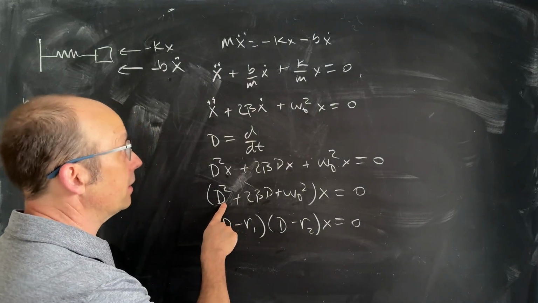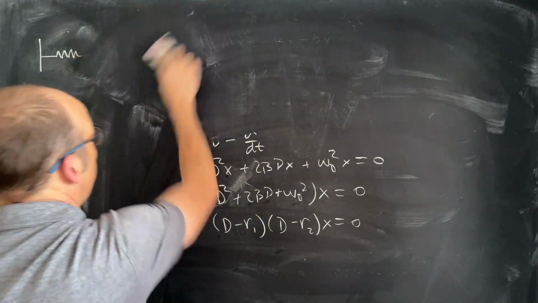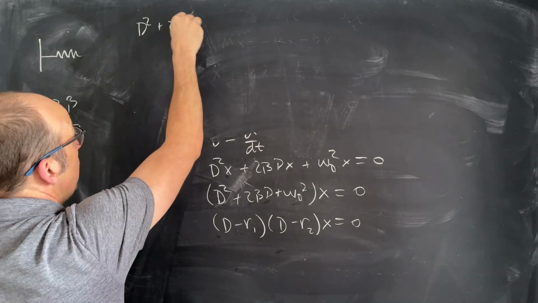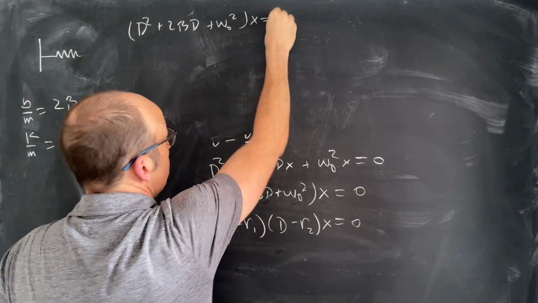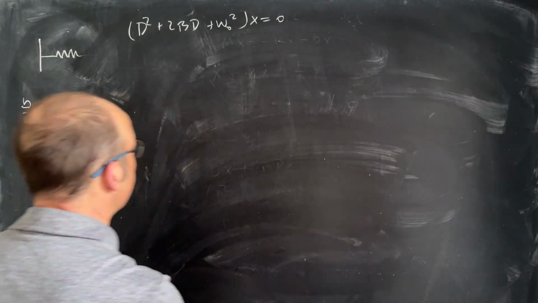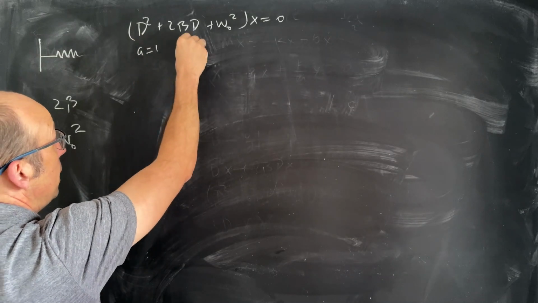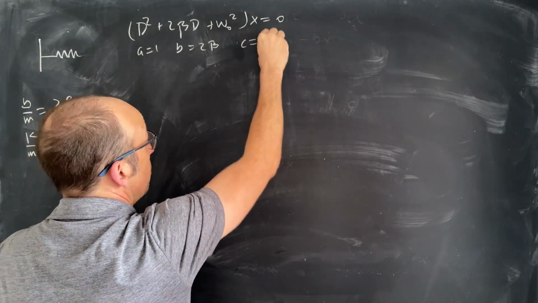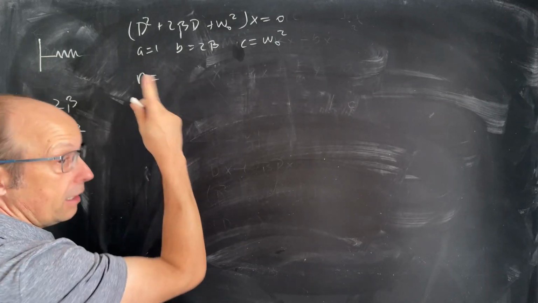I have this operator, and I'm going to erase x to give some more room. So I have D squared plus 2 beta D plus omega naught squared, operating on x, equals 0. I can use the quadratic equation to find r1 and r2. Here a is equal to 1, b is 2 beta, and c is omega naught squared. So r1 is going to be the quadratic equation.